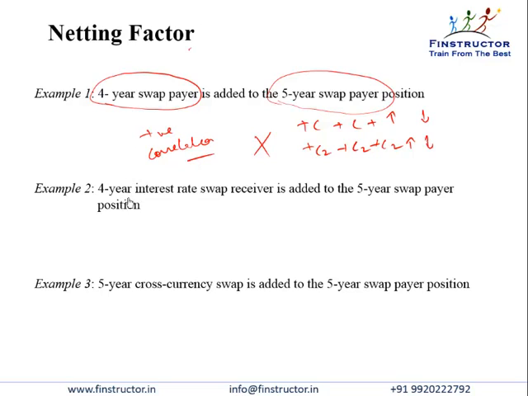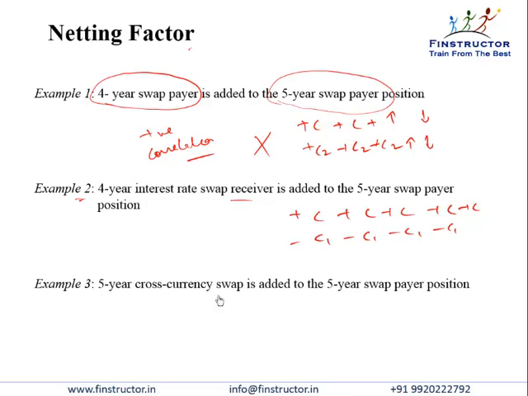Yes, if you add a 4-year interest rate swap receiver position to a 5-year swap payer position, then there'll be a big netting benefit. So you are plus C and you add a minus C. We're denoting plus C as a payer and hence minus C would be a receiver. In such a case, there would be a big netting benefit, because as one position would be in the money, another would be significantly out of the money. There's only a marginal gap between the two, hence there will be a significant reduction in the netting factor, or significant netting benefits in example 2.